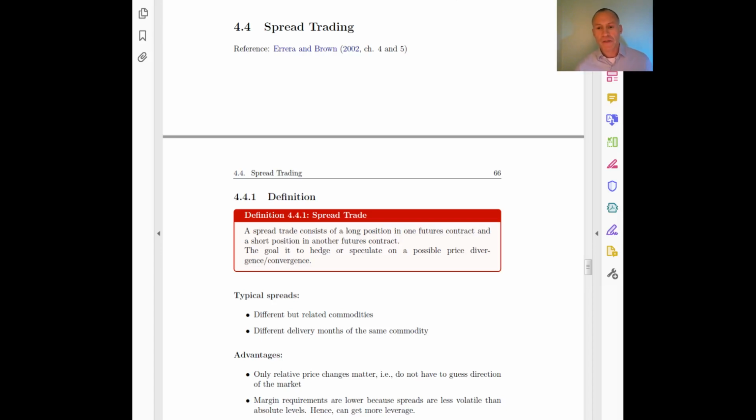Hello, welcome back. So now we're going to talk about the trading strategy that is very important in energy markets, and it falls under this broad name of spread trading. Okay, so what is a spread trade?